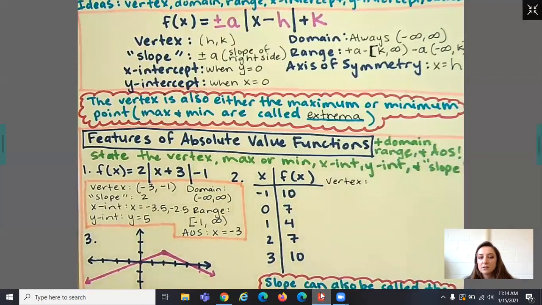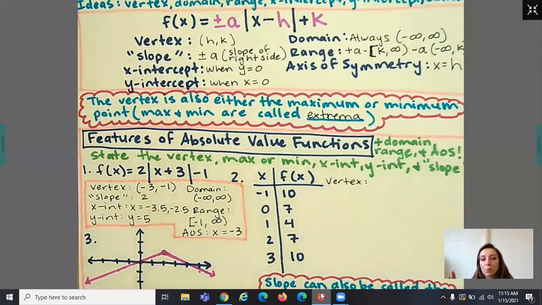And the vertex is going to be either the highest or the lowest point. But the important thing to remember about an absolute value function is that it's either a V or like an A symbol here. So it's either going to look like this or it's going to look like this. But the important thing is that after that top point or that low point, it's going to be symmetrical.